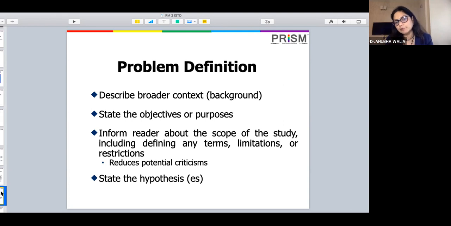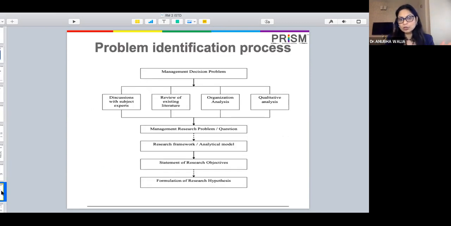And then we state the hypothesis. Hypothesis, I'm going to talk about in later sessions, but let's focus just on the aspect. The moment we talk about the problem identification process, we know there are management problems and research problems. But right now I'm going to talk about the management decision problem.